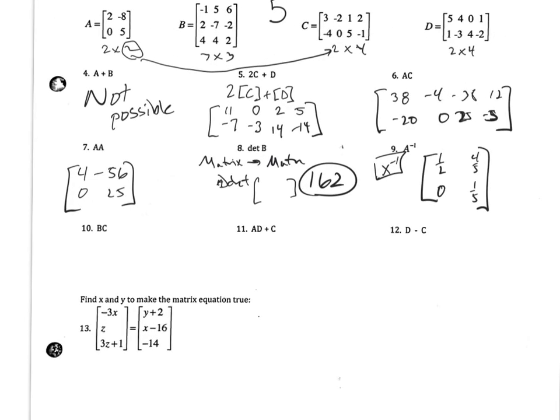B times C. B is a 3 by 3, and C starts with 2, so this one is not possible. And again, that's not no solution. It's just not possible to do.